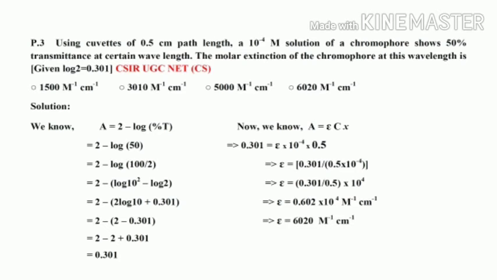Next we have another similar type of problem which was also asked in CSIR UGC NET examination. The question is, using cuvettes of 0.5 centimeter path length, a 10 to the power minus 4 molar solution of a chromophore shows 50% transmittance at a certain wavelength. The molar extinction coefficient of the chromophore at this wavelength is to be found, the options are given, and the value of log 2 is given 0.301.